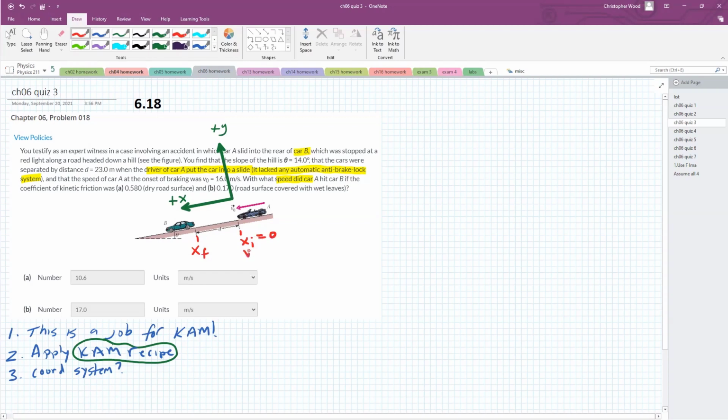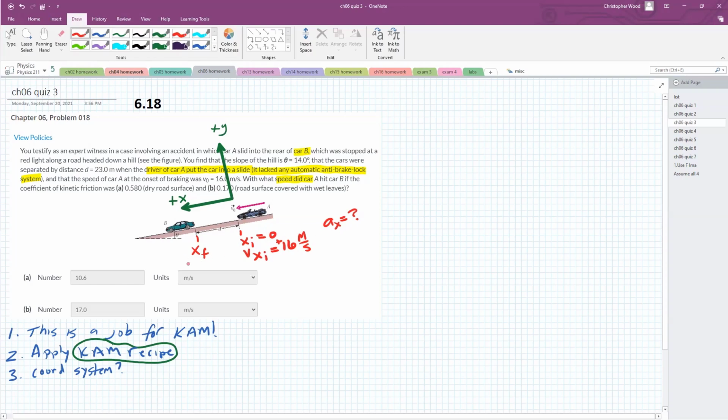VX initial. So you slam on the brakes. When you slam on the brakes, my car is going 16 meters per second down the ramp. And down the ramp is called plus, so this is for sure a plus. That's good to know. A sub x equals, I have no idea. The only thing I know about A sub x is it's going either down the ramp or up the ramp. What else can I say here?